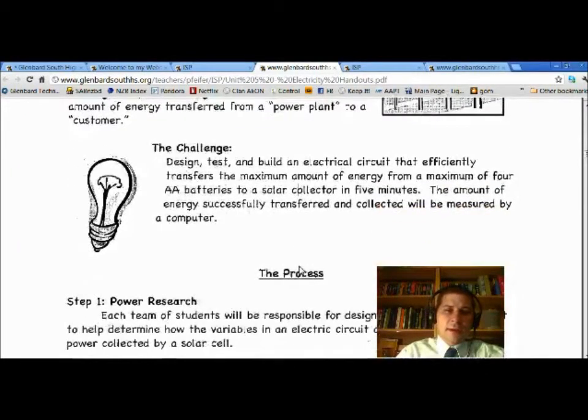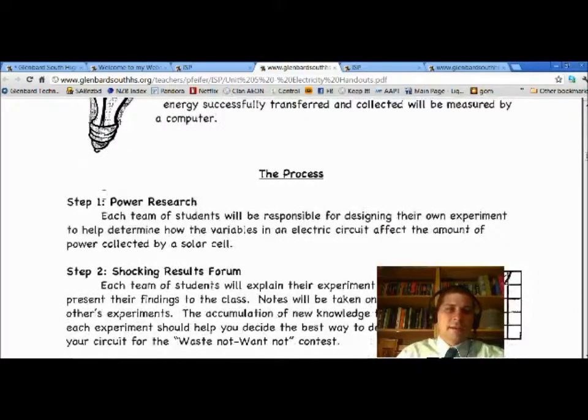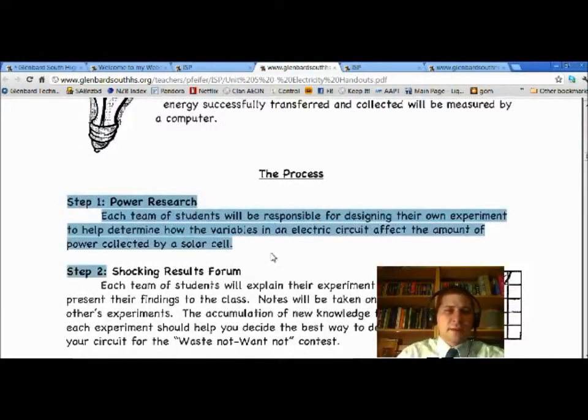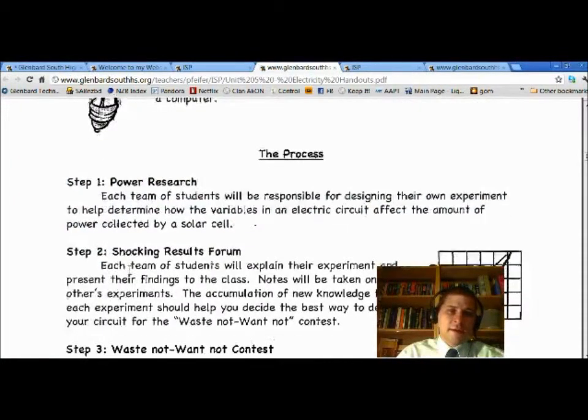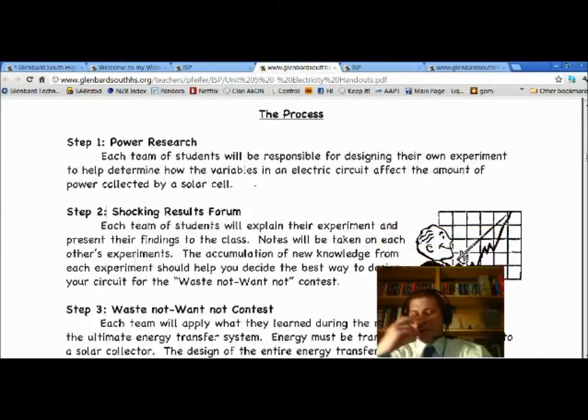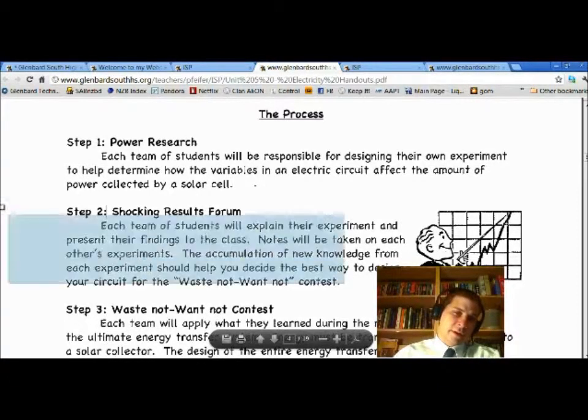So, continuing on. So as I was saying, step one is students independently find their own data, and then the forum, the shocking results forum, is where they present the waste not, want not. And part of this is to get them to see the idea of, okay, how much power do things use? How can we conserve power? What makes things use a lot of power? And really, the students do fairly well with this part of it.